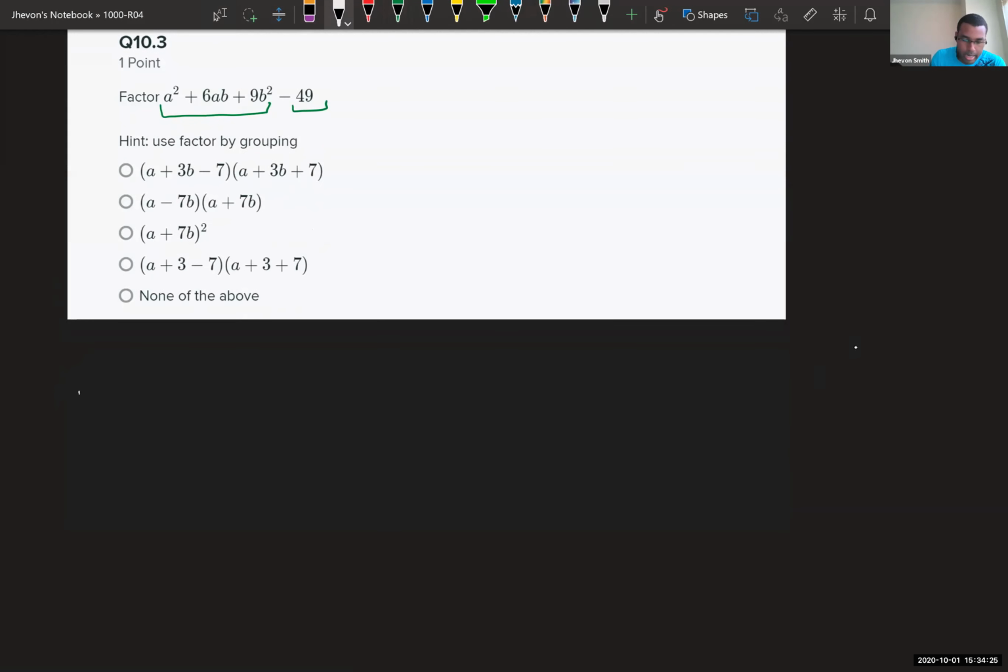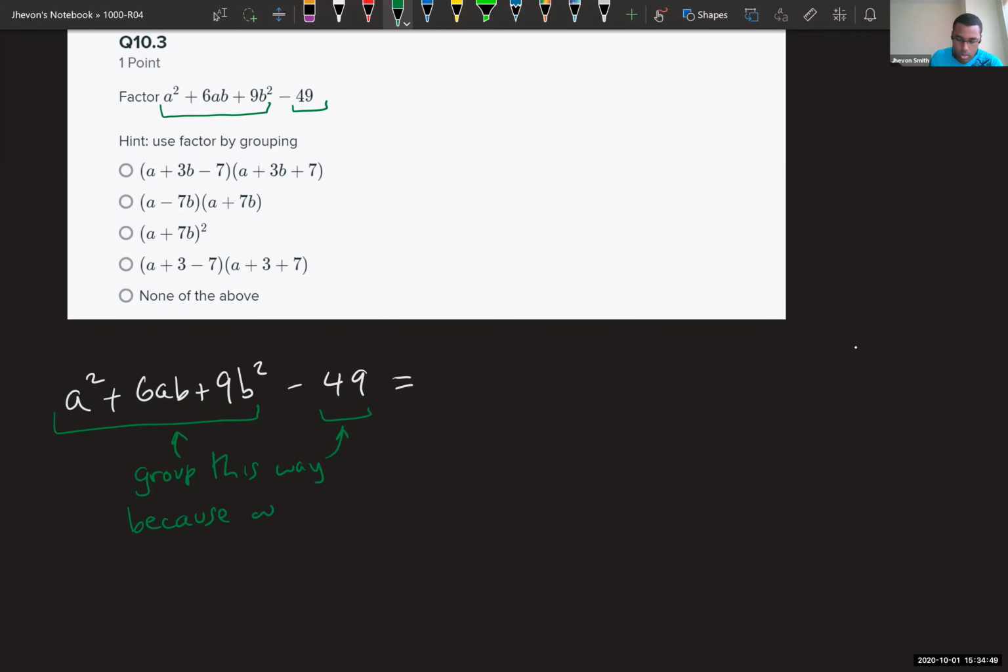So the idea is if I have a squared plus 6ab plus 9b squared minus 49, I would think of this part here, group this way, because we dealt with the left group earlier. So this is a classic mathematician, oh, let's solve a more complicated problem based on our solution to a simpler problem.